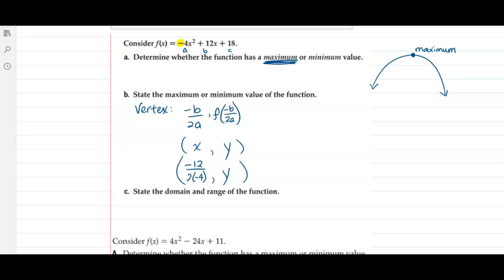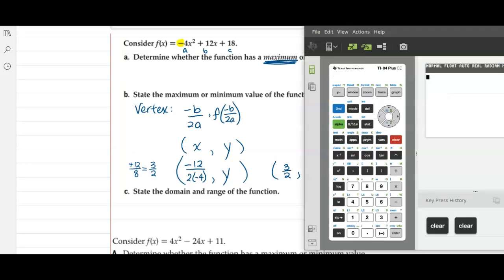And then I have to plug it back in to get my Y value. So my X value is negative 12 over negative 8, reducing, becomes positive 12 over positive 8. Dividing them both by 4, we get 3/2. Now we probably don't want to use mental math to substitute this fraction, even though we could.